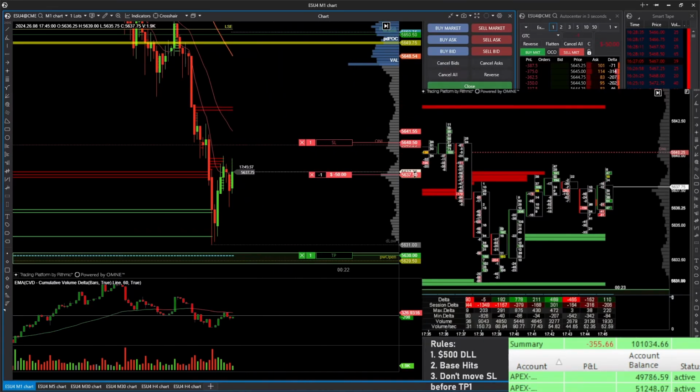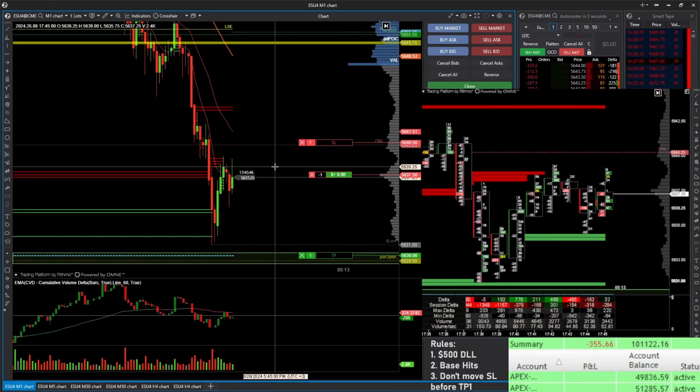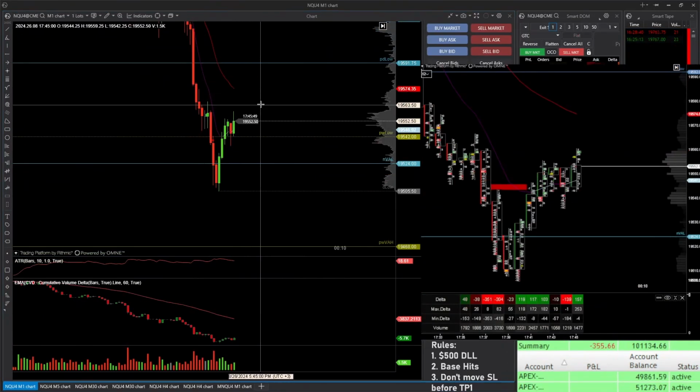NQ is making higher highs here, on higher highs on the 1 minute local trend. And yeah, let's see if we're going to see the trade play out on ES, or we're going to see the 24 EMA getting hit on the NQ.